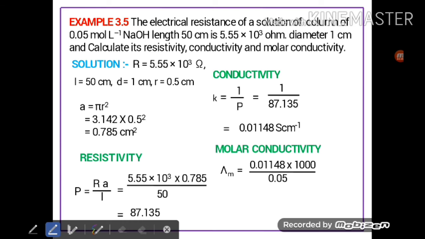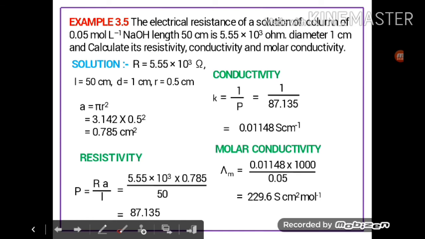So here, what's the formula of this lambda m? This formula is kappa into 1000 divided by C. Now put the values of kappa and C, then solve it. You will find the answer, that is 229.6 Siemens centimeter square mole inverse. So this is the answer. In this way we will solve this numerical.